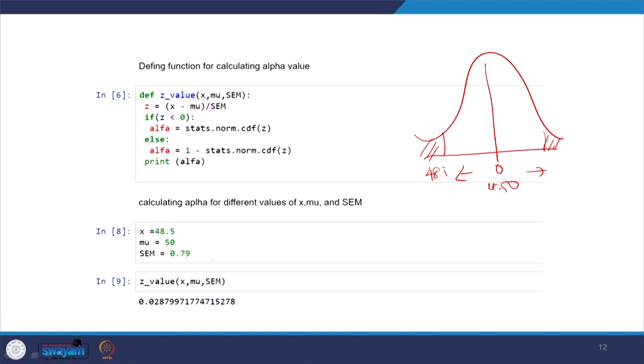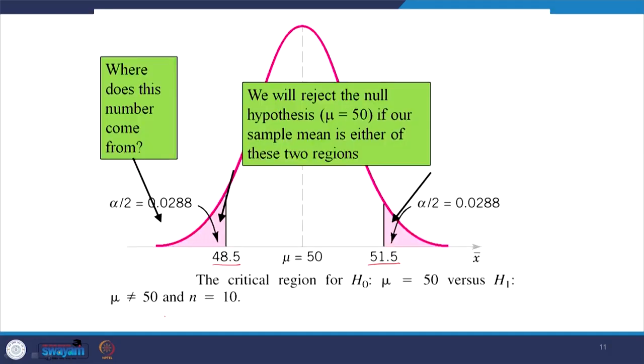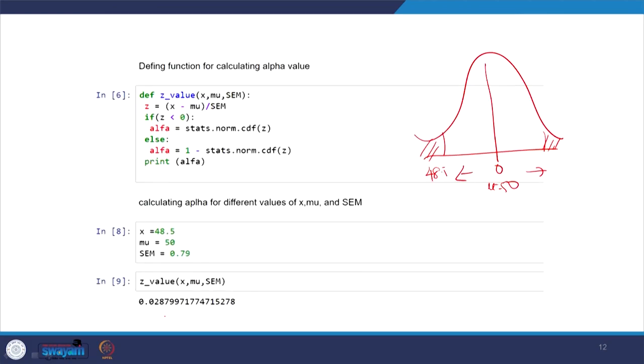So, the left side area we get is 0.0287, and this value is given on the left side also, see that, 0.0288, right. Now, we have to find out the right side area. Actually, whatever value we got here is alpha by 2. If you put the upper value, that is 51.5, alpha by 2. So, instead of 48.5, if you put 51.5 here, when you replace this x with 51.5, what will happen?